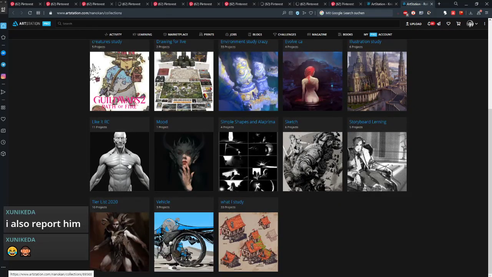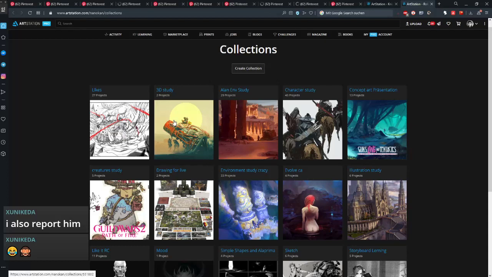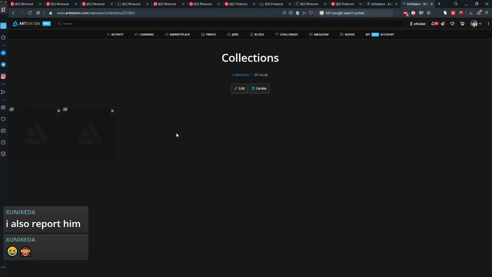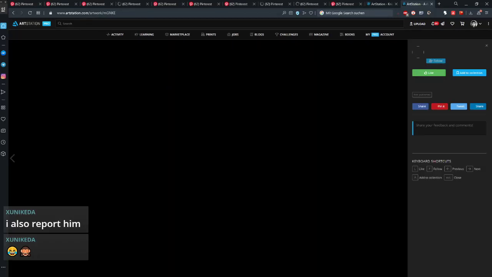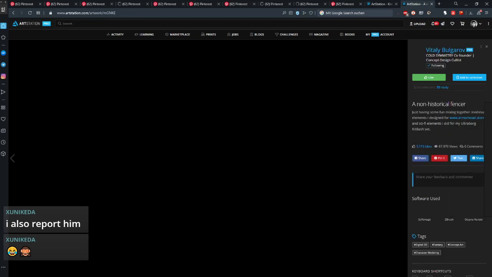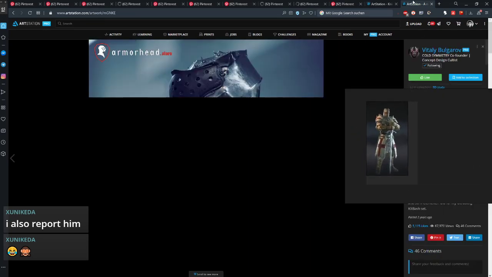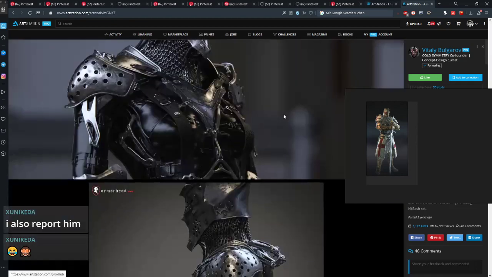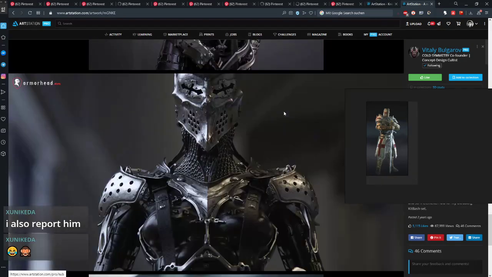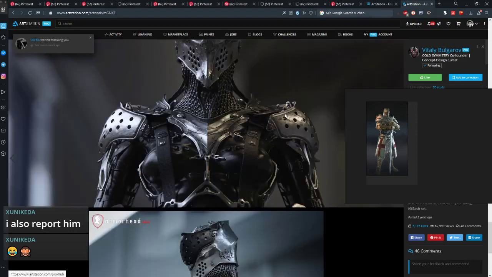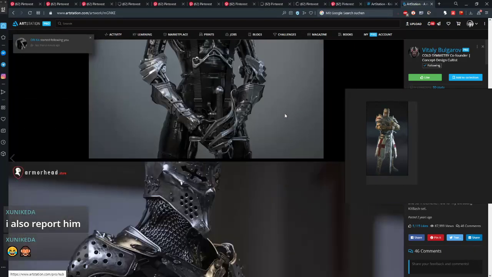Let's see the collection parts. Something in 3D. Oh yeah, this knight. I really love the way the costume is. It reminded me of this one, which is a little bit sci-fi with medieval armor.